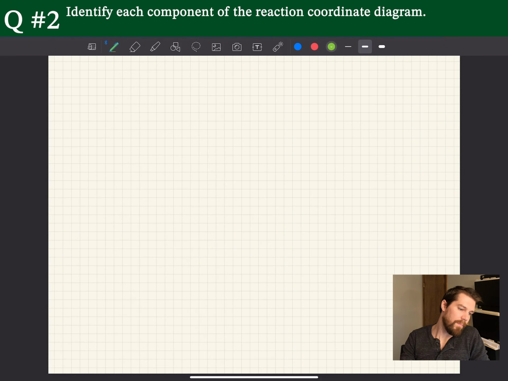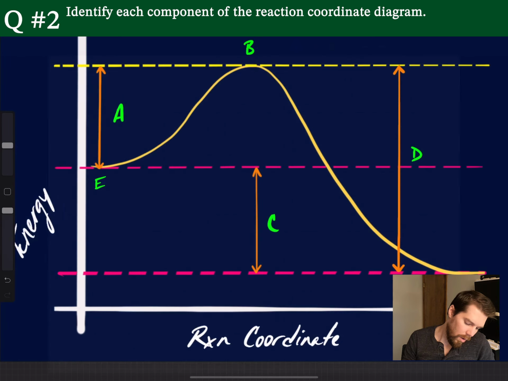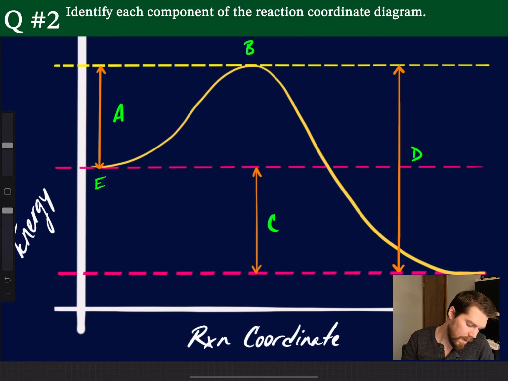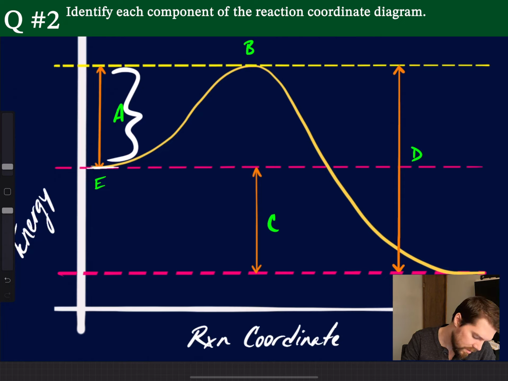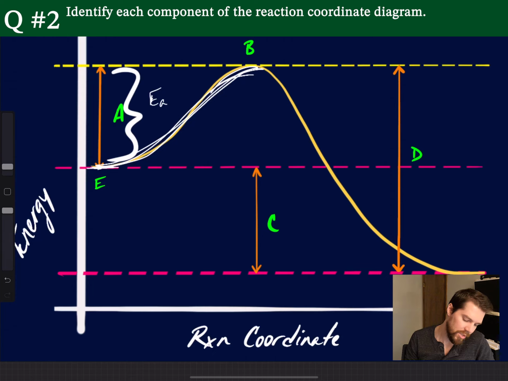Question 2: Identify each component of the reaction coordinate diagram. In this reaction coordinate diagram, letter A is this value right here, basically from this point getting up to here. That's what we're measuring. That is the activation energy, E sub A, in the forward direction. We're moving this way towards our B, the transition state.